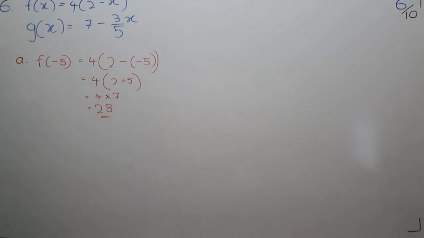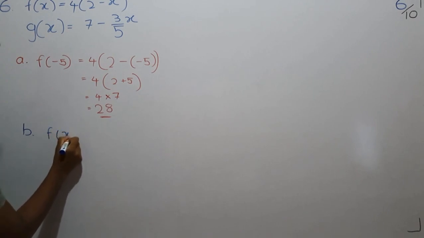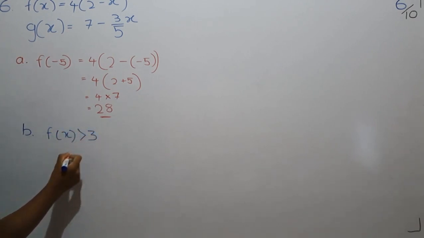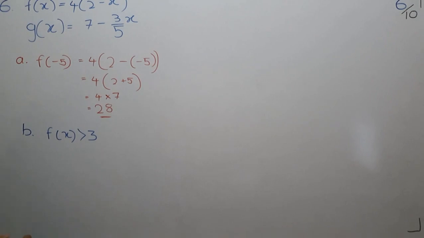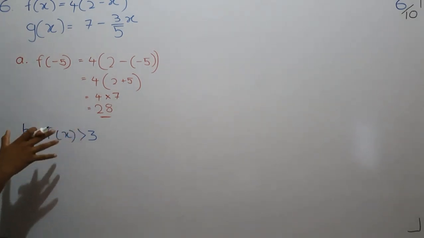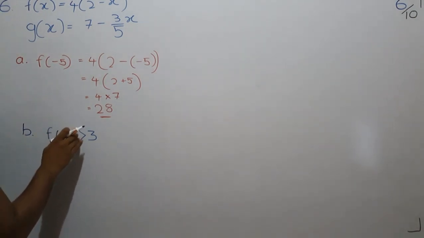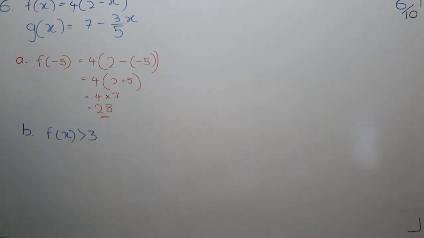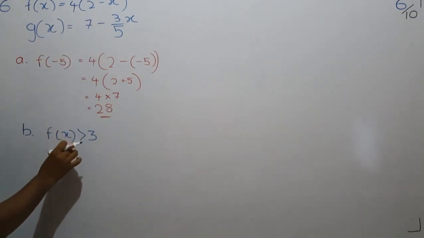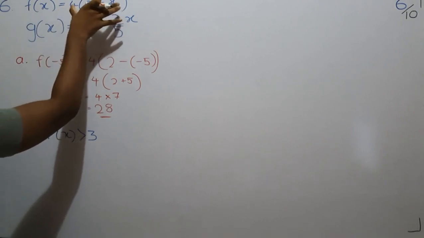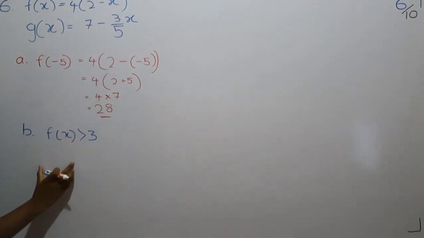Part B. Solve the inequality f(x) greater than 3. Now don't get confused with this. Consider this as equal and just continue with the sum. Seeing this inequality sign, don't get scared. Imagine this as equal and continue the sum. Now we should find the x value. So f(x) equals this, right? So you can substitute it here.